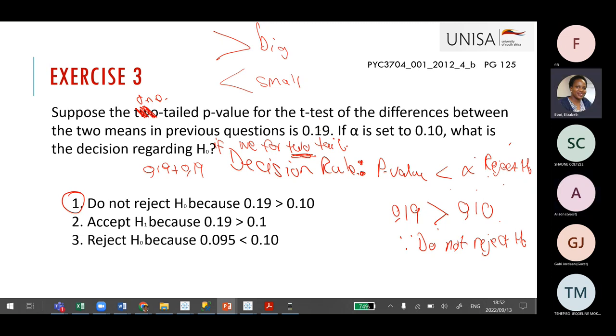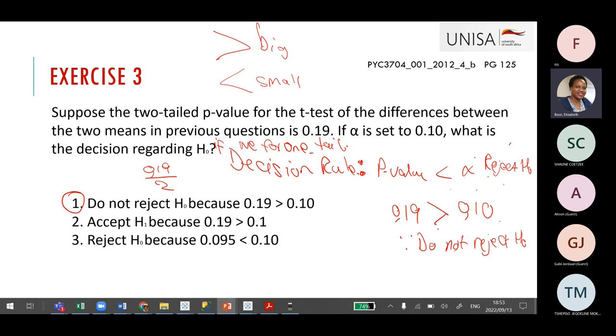Going back to the original and changing this: if they said for a one tail, then we take the 0,19 and divide it by two. Okay, thank you. That is why I explained it first on the side, so that you can understand next time, unless we get another question when we do activities.